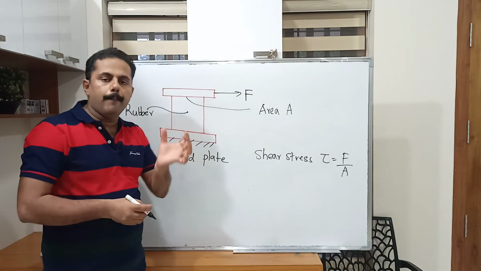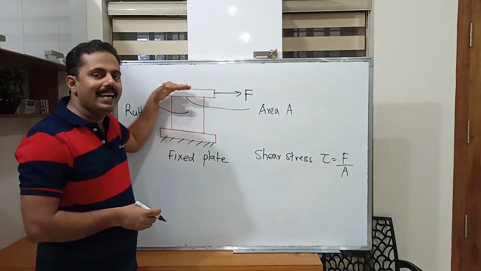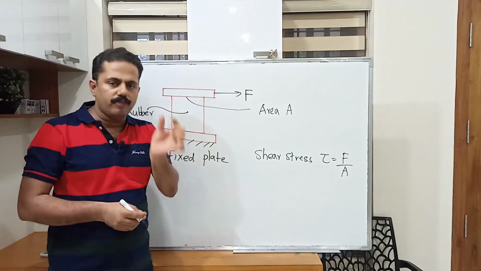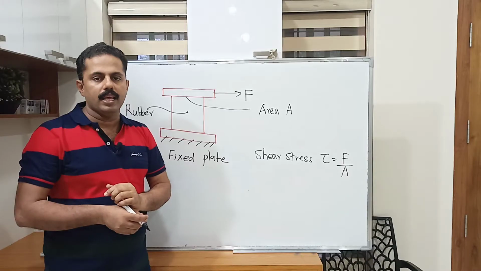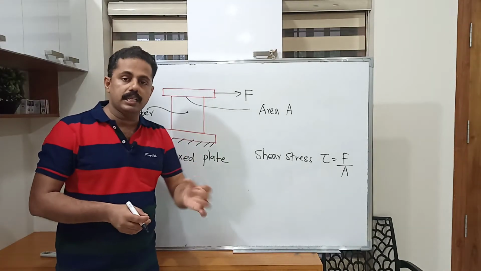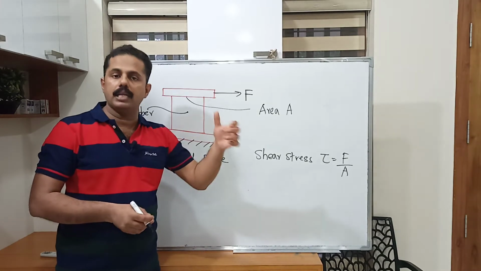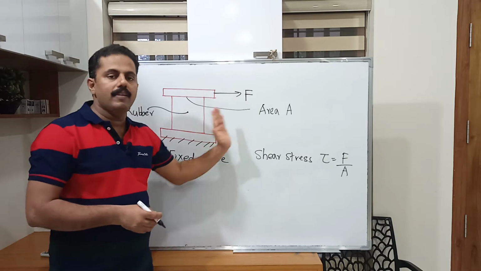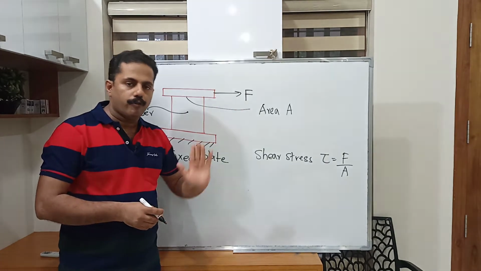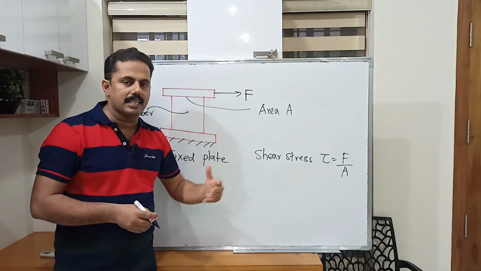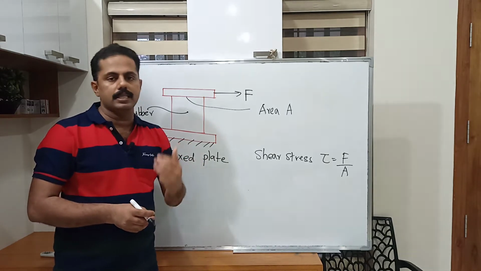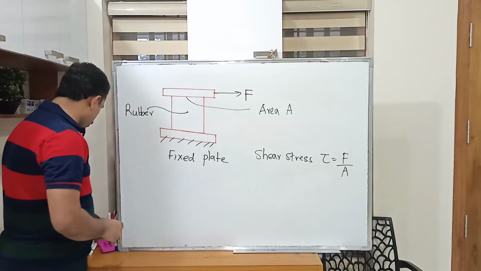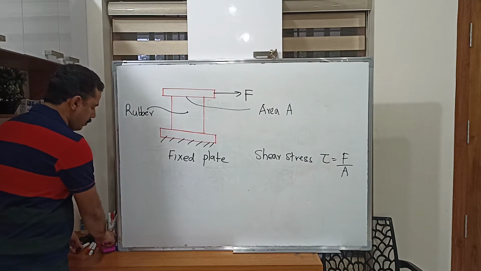Since this is a solid body, when you apply a tangential force or a shear force, definitely it will undergo a particular deformation. Slowly the deformation starts, and if you increase the force, of course the deformation will increase. I am going to draw another sketch, where I will show you the deformed shape. From that we can discuss what shear strain is, and then we will discuss the modulus of rigidity.